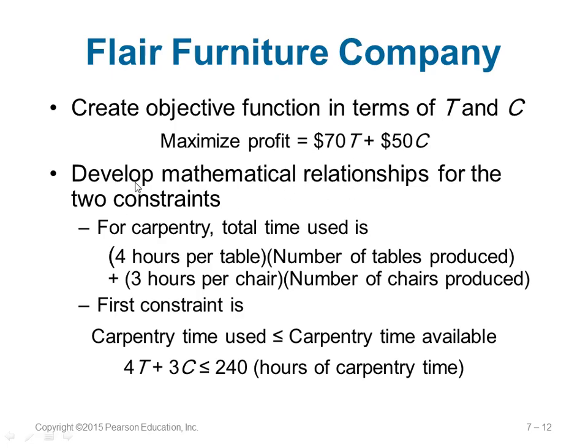And if I want to develop my constraints for the carpentry, the total time is 240 hours. So it is less than 240. That's the maximum I can attain. So it's less than or equal to 4 times table, because for every table I need 4 hours. For every chair I need 3 hours. So 4 into T plus 3 into C is less than or equal to 240.